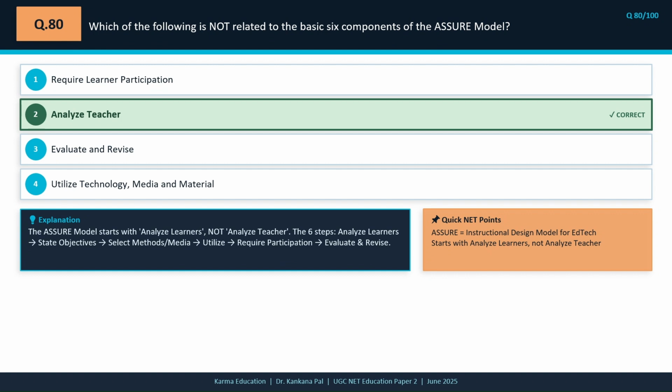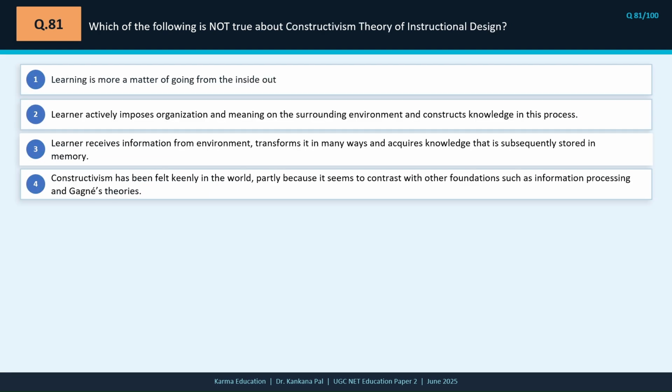Well, analyze teacher is not a component of the ASURE model. The 6 components are analyze learners, state objectives, select methods, media and materials, utilize media and materials, require learner participation, evaluate and revise. So remember, the model starts with analyze learners, not analyze teacher. A quick net point. ASURE model is an important instructional design model used in educational technology. Now, moving on to question number 81.